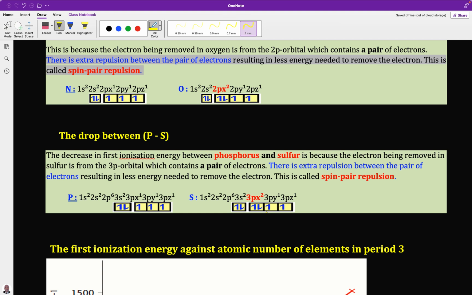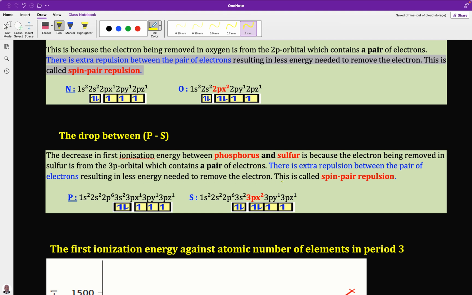So we can now conclude that the electron being removed in sulfur is from the 3p orbital, which contains a pair of electrons. There is extra repulsion between the pair of electrons, resulting in less energy needed to remove the electron.